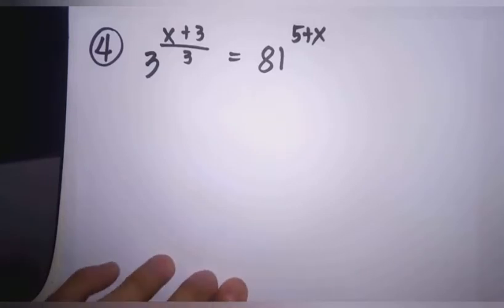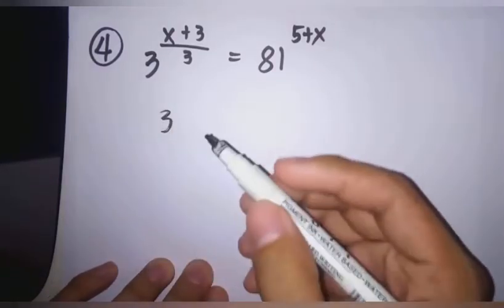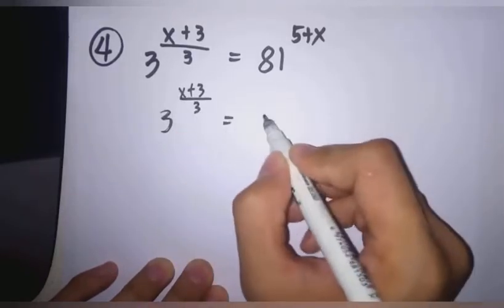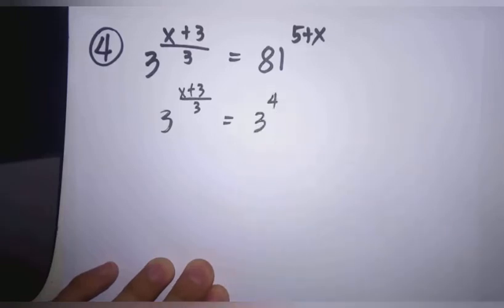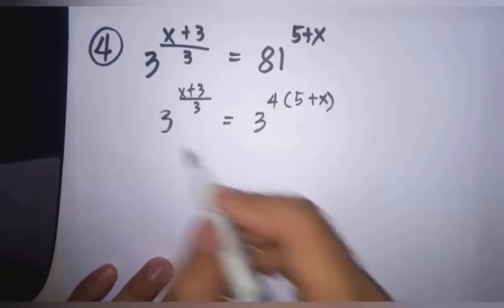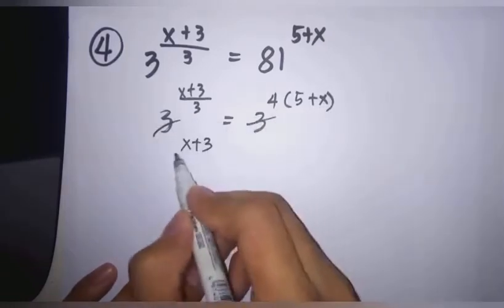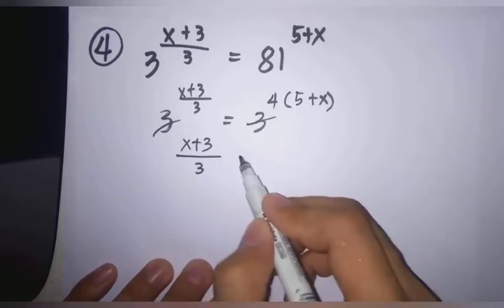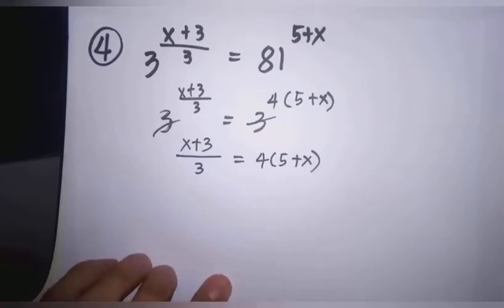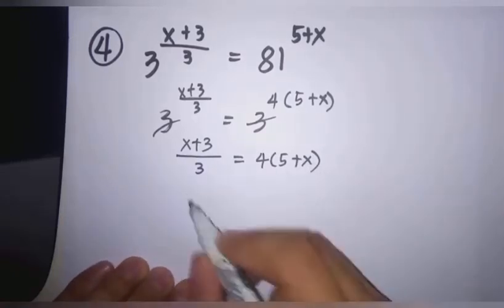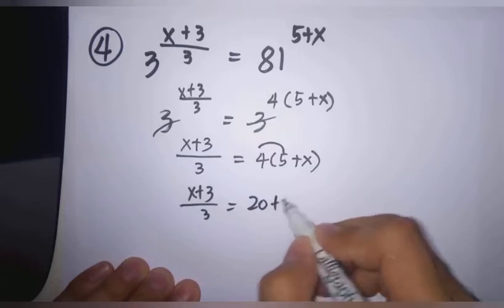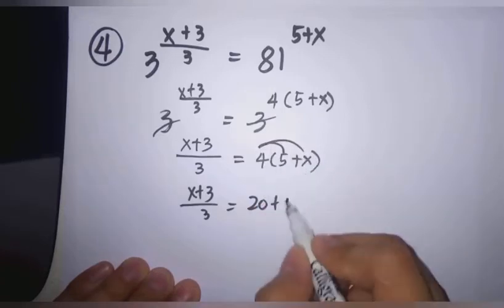Exponential function po ito. Advanced algebra na po tayo. Iisip ka lang naman ng number na para maging pareho sila ng base. Si 81 gagawin ko rin siyang 3, so 3 raised to the 4th power, that is 81. Ngayon, 5 plus x, ika-cancel na natin. X plus 3, ang aim pala neto is isa-solve natin yung x. Expand muna natin: x plus 3, then 3. Then 4 times 5, that is 20, plus 4 times x, that is 4x.